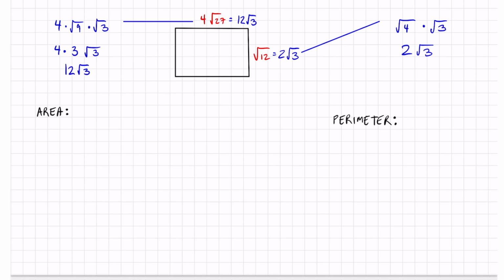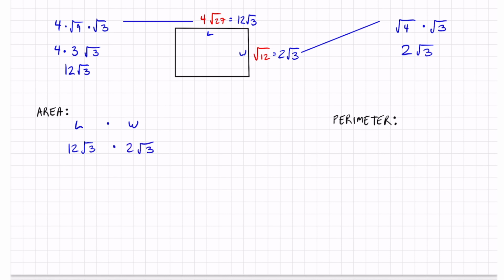Now that I got those two simplified, and this is my length and width, then I can plug those values into the area and perimeter formula. Let's start off with area. Area is just length times width. The length, and I'm going to use the simplified values, is 12 root 3, and the width is 2 root 3.